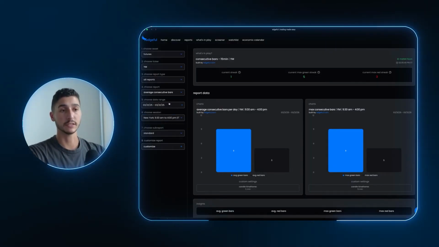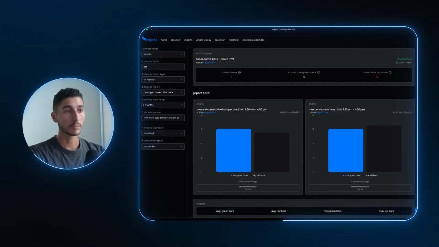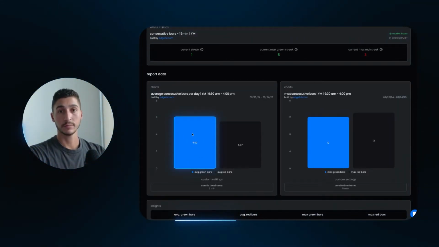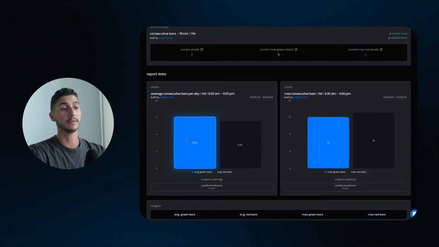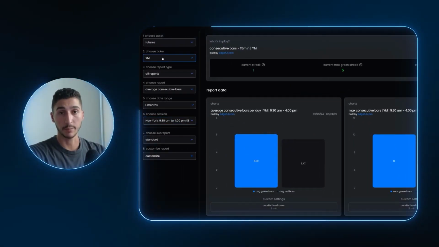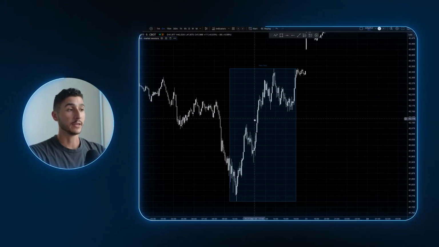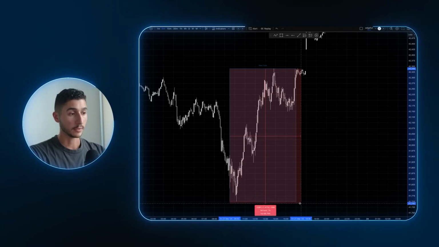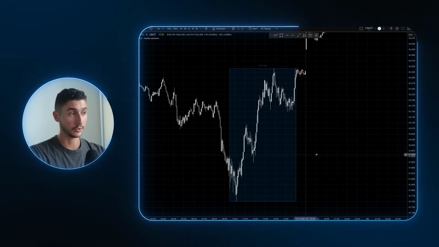So now let's look at the last 6 months. What you can see is that the average longest consecutive streak on any given day is 6. And this is looking within the New York session on YM. So what that means is that it's only considering the streaks within this New York session.